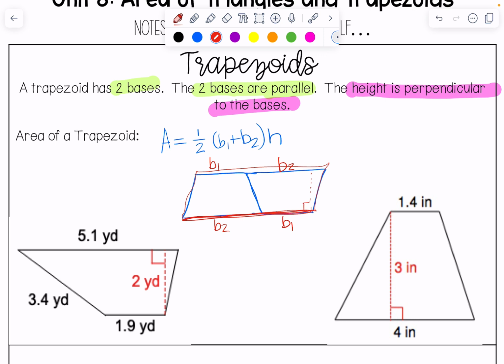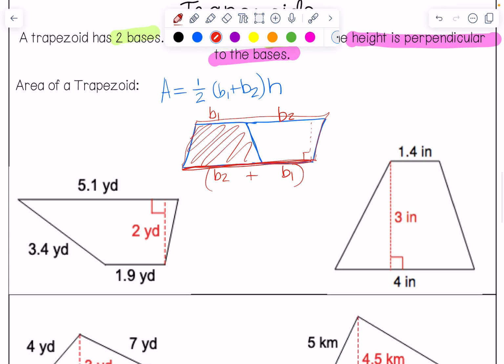And so this entire base here is actually going to be the sum of my base 1 and base 2, and then times the height, but because I just need the trapezoid, I only want half. So when we're looking at the area of a trapezoid, we're going to add those two bases first. It's in parentheses, that needs to happen first, okay? And then after that, the multiplication can happen in a variety of ways.